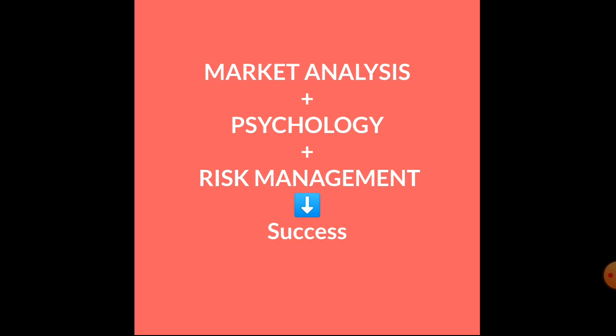Now the second one is psychology. The psychology aspect is the aspect of your expectations and your emotions. It is very important. Don't expect too much. Don't exaggerate your expectations. Know your goal. Be realistic. Work towards your goal. Don't overhype.